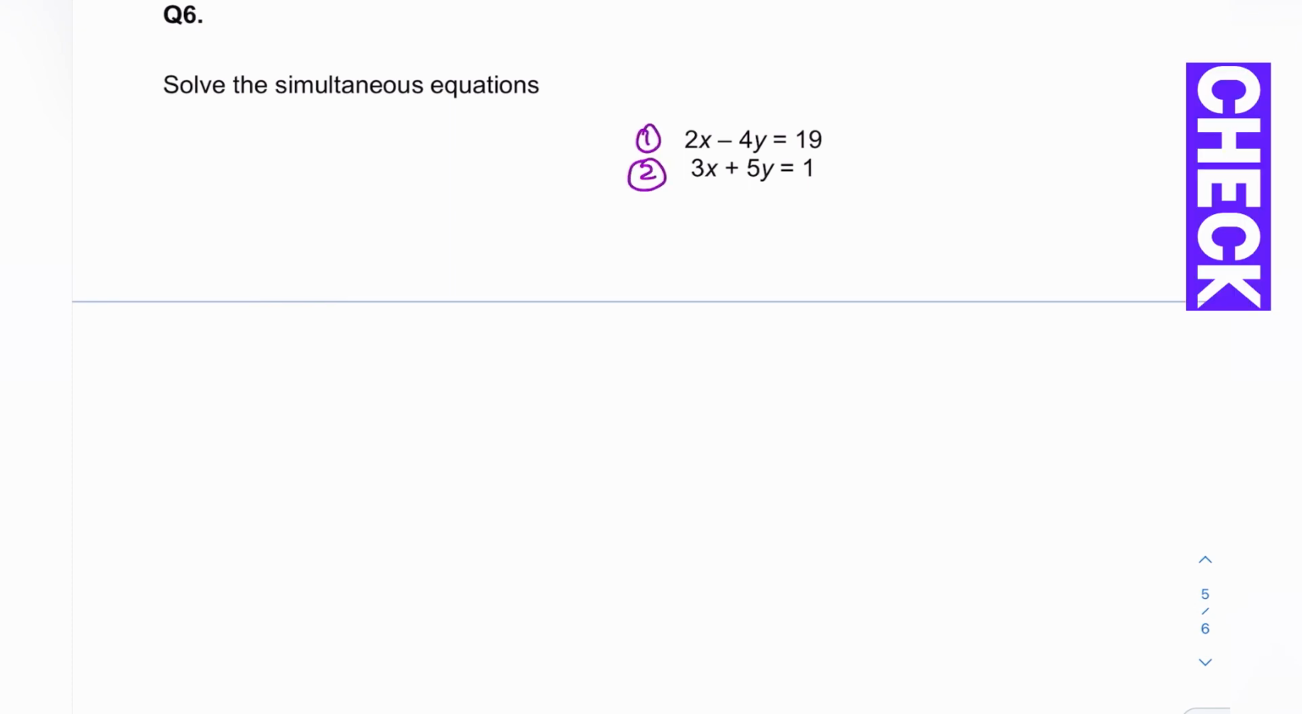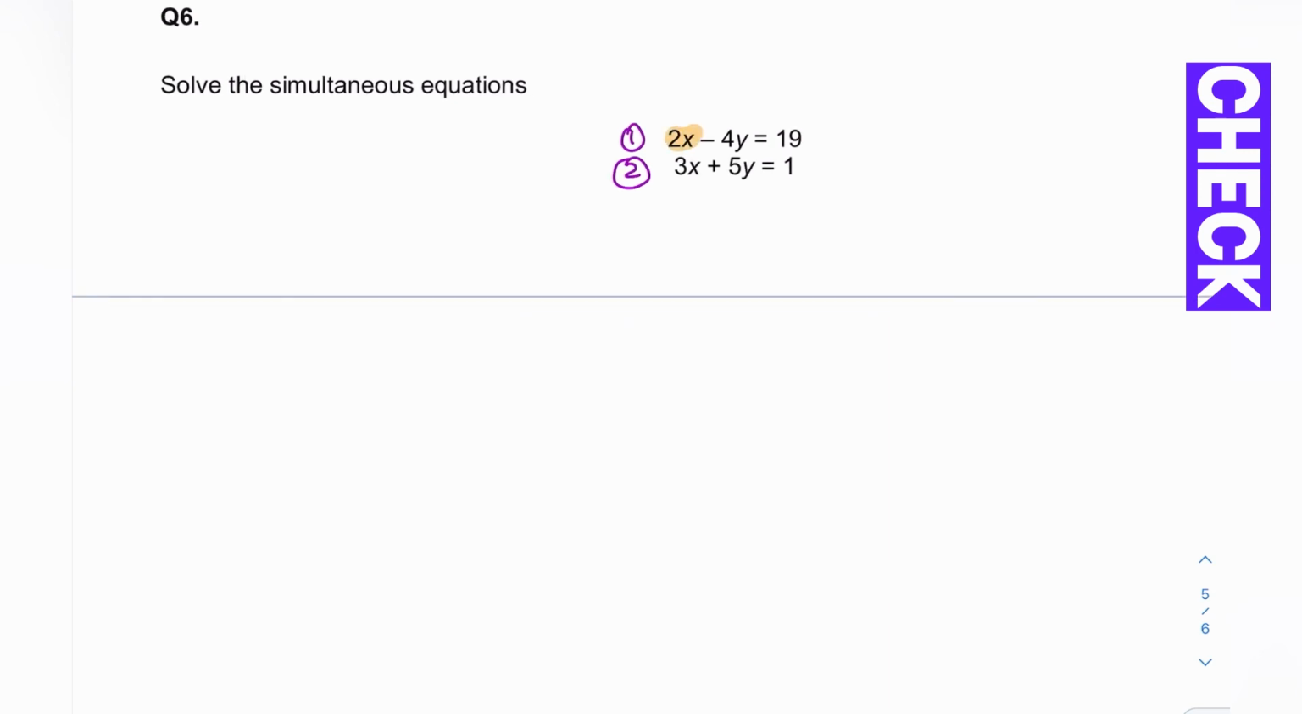Again, finally, we can see that the coefficients of the x's and the coefficients of the y's are not the same. So we need to make the coefficient in front of the x's or the y's the same. I'm going to make the coefficient in front of the x's the same. I know the lowest common multiple of 2 and 3 is 6. That means I need to multiply equation 1 by 3, which gives me 6x minus 12y is equal to 57. And I'm going to times equation 2 by 2: 6x plus 10y equals 2.